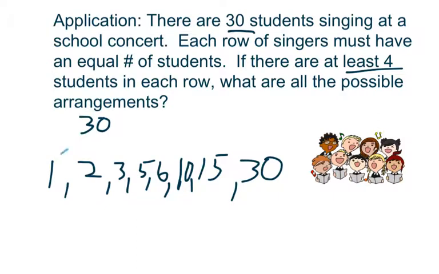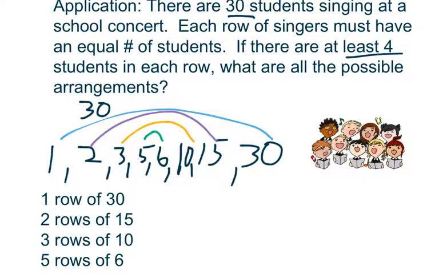And don't forget your rainbow. Not too bad. And there are all my possibilities. 1 row of 30, 2 rows of 15, 3 rows of 10, and 5 rows of 6.